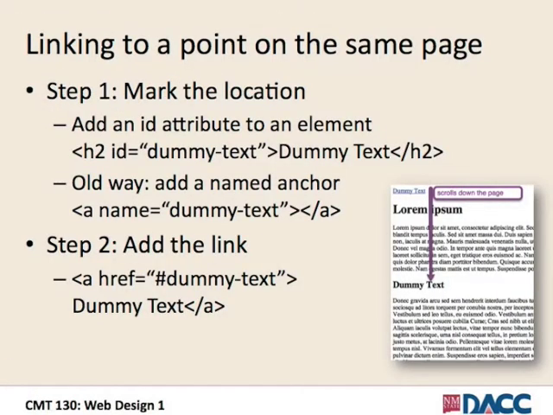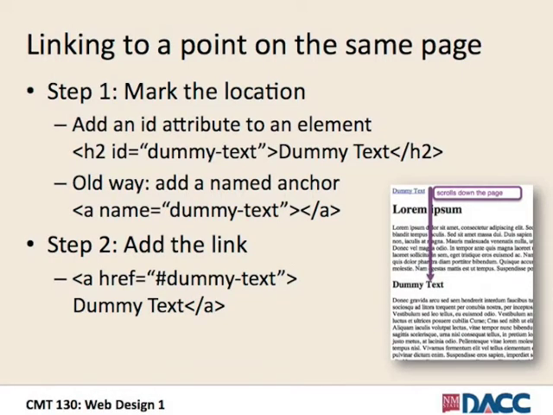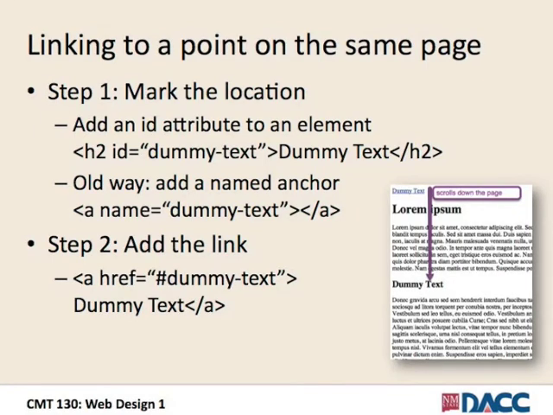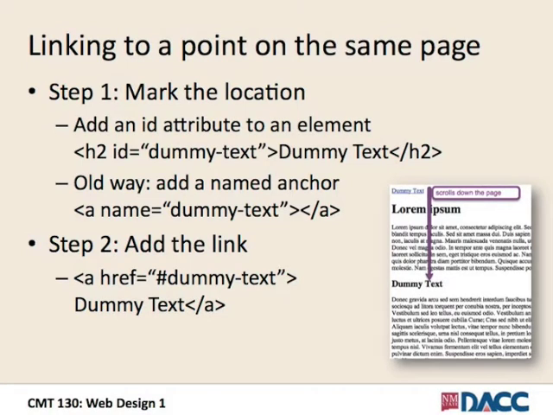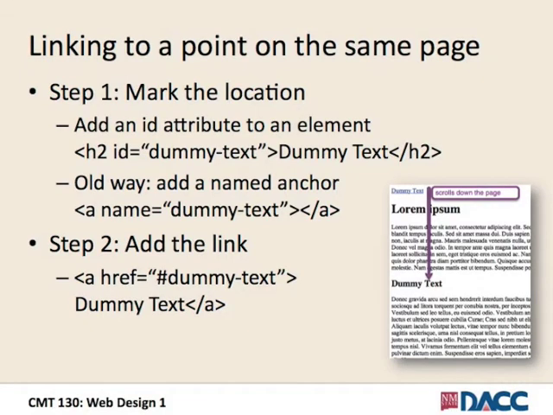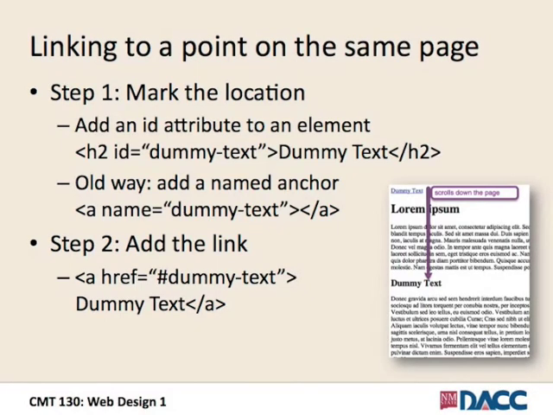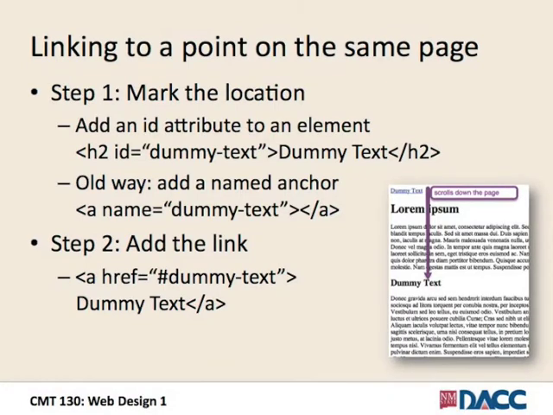To link to a point on the same page, you need to do two things. First, you need to mark the location you want to link to. To do this, we can add an ID attribute to the element we want to link to. Here, we've added an ID attribute with the value dummy-text to an h2. The next step is to add a link that will scroll to that point in the page. You will use the same anchor element, but the href will have a different value.